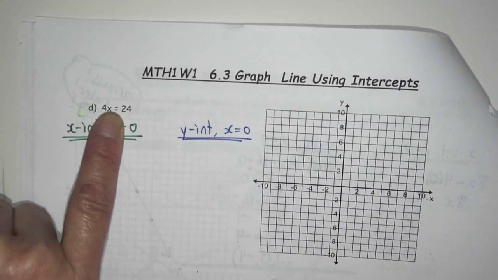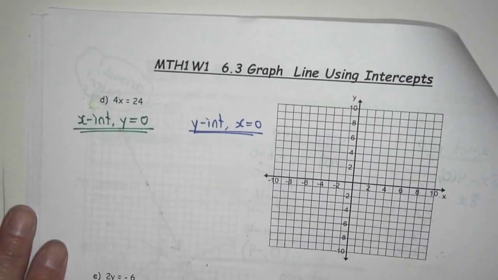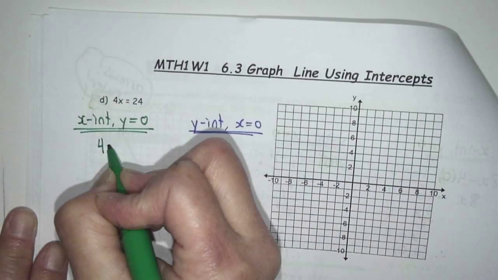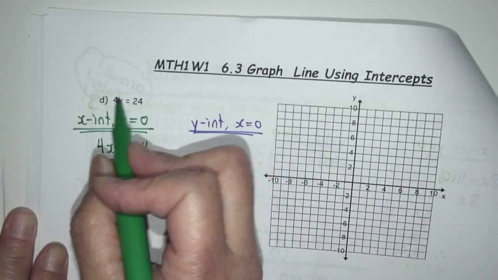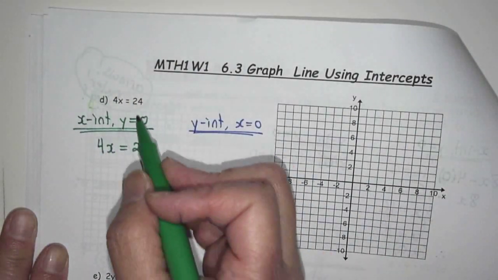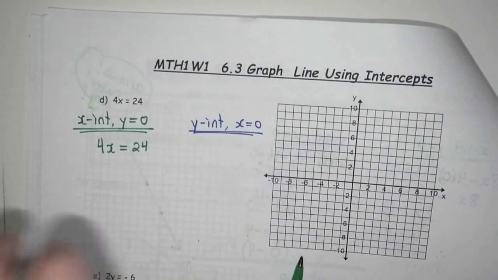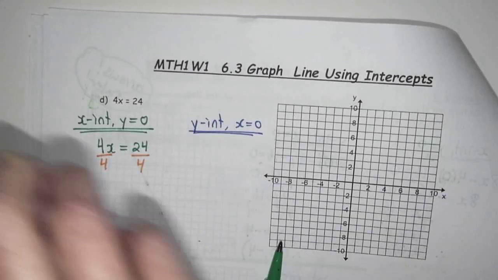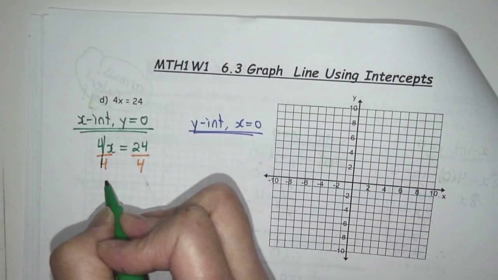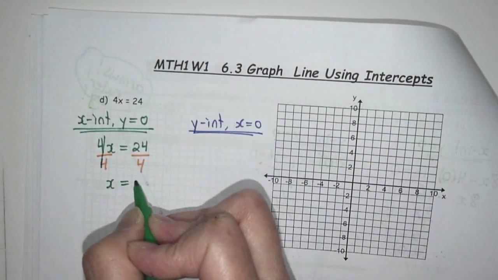If I don't have a y to sub in, I just don't sub it in anywhere. So I just rewrite the equation like this and say, well, I would sub in 0 if I had a y, but look, there isn't a y. So I can't sub it in. Then I just solve this one, and I go 4, 4, and I cross that off. It's 1, so x equals 6.